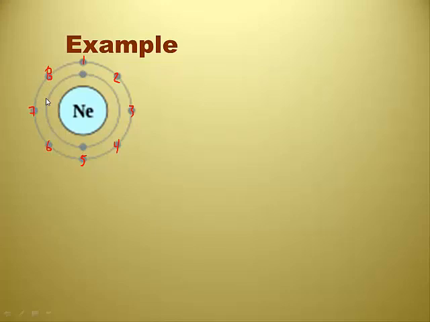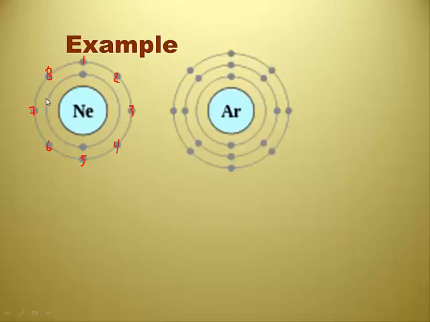Therefore, neon doesn't like to react because it doesn't like to gain or lose any electrons. There's no room for it. There's only room for 8 people at the table, folks, and you already got the 8. And here's argon. 1, 2, 3, 4, 5, 6, 7, and 8. So another noble gas. Yep, that's the second noble gas.